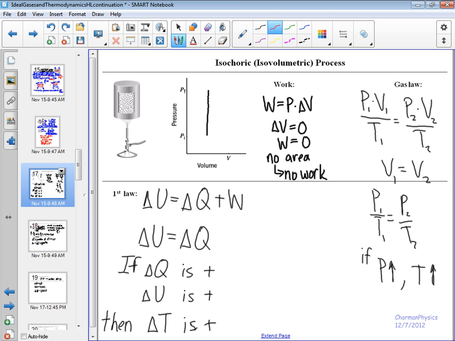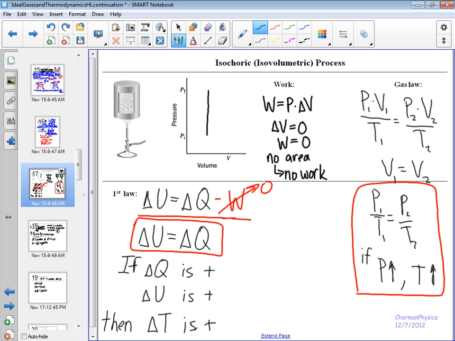So what we actually end up seeing with our first law, and actually let me change this here, that's not correct. It needs to be minus W. With work being equal to 0, we end up with the change in internal energy just equal to the change in thermal energy. So if we add heat to the substance, we're going to increase the internal energy and the temperature is going to go up. And if the temperature goes up, the pressure is also going to go up based on our derivation here for our combined gas law.